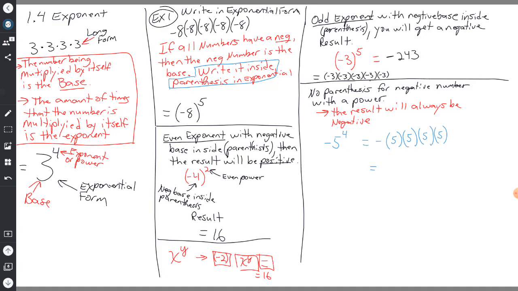So what do we get? Punch that in the calculator. Well, since we know the result is going to be negative, just put 5 to the 4th power. 625.